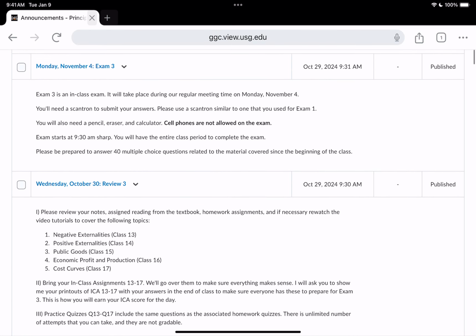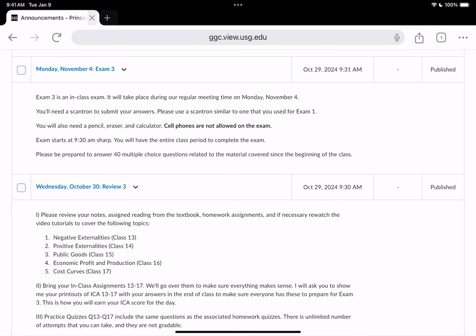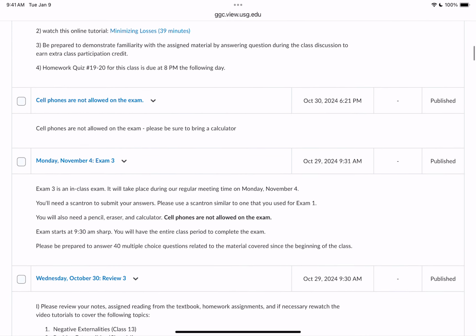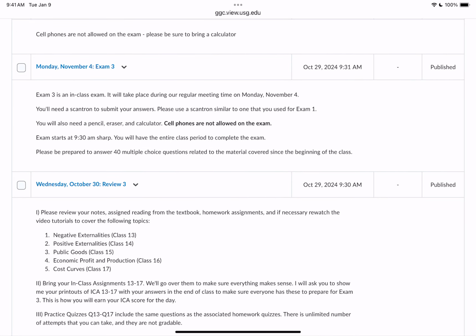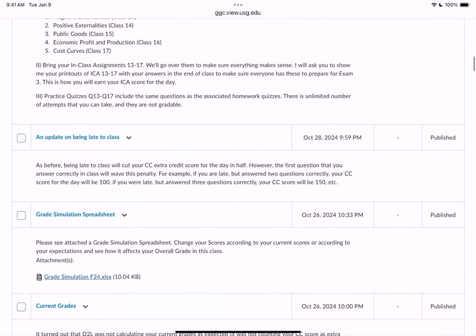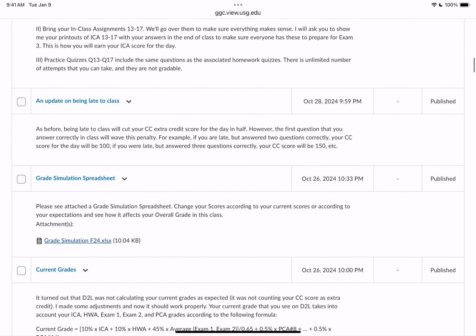In fact, a reminder that cell phones will not be allowed in the exam, so please make sure you keep it in mind and bring a calculator, because you will need to crunch some numbers. Nothing terribly complicated, but dividing, adding, subtracting, and multiplying, this is what you need. All right, and then if you go down the list, you'll see what we've done since after exam 2, because this is what's going to be covered.